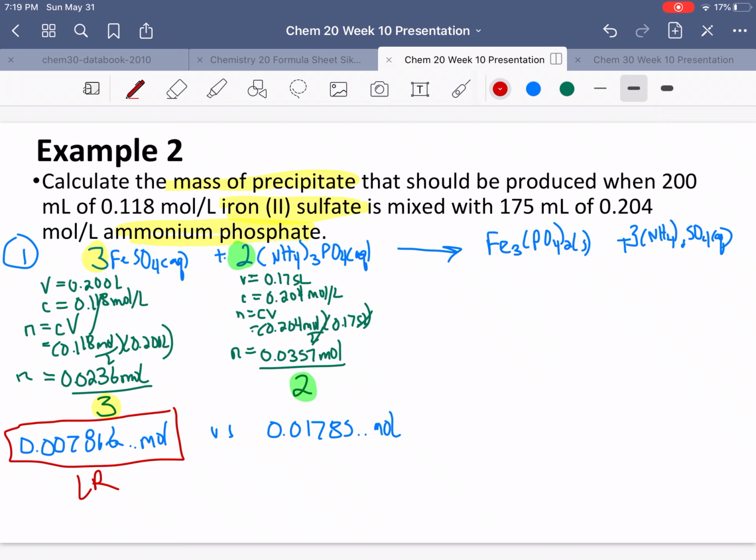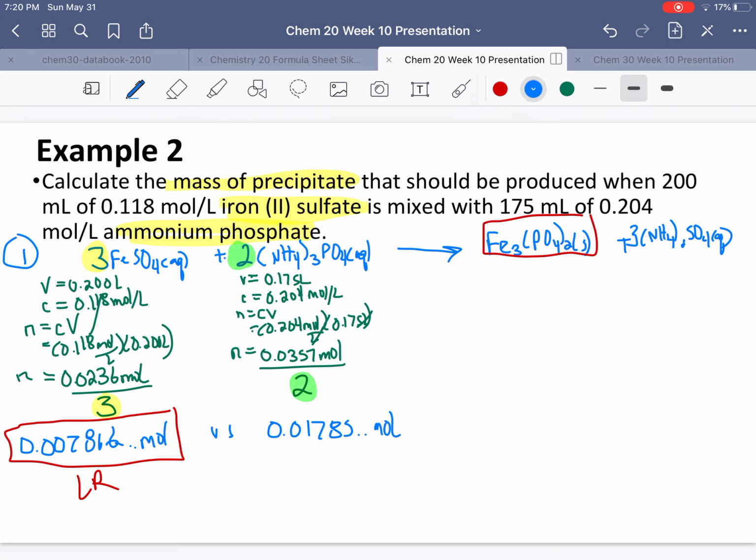All right, this is the type of question that says, what amount of product do you get? In this case, we want the mass of which one? The precipitate. Well, which one's the precipitate? That's this one because it's the solid formed. So that's going to be our focus. We're comparing the amount of the iron 2 sulfate then to the precipitate formed, the iron 2 phosphate. Why are we using iron 2 sulfate and not the ammonium phosphate? Because the iron 2 sulfate runs out first. It is the limiting reagent.